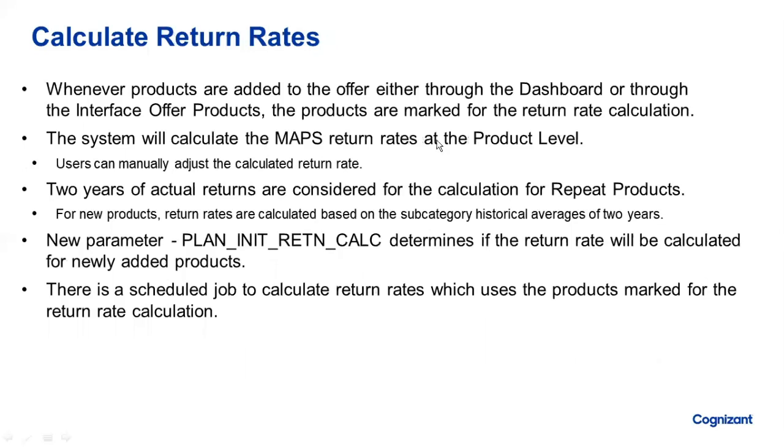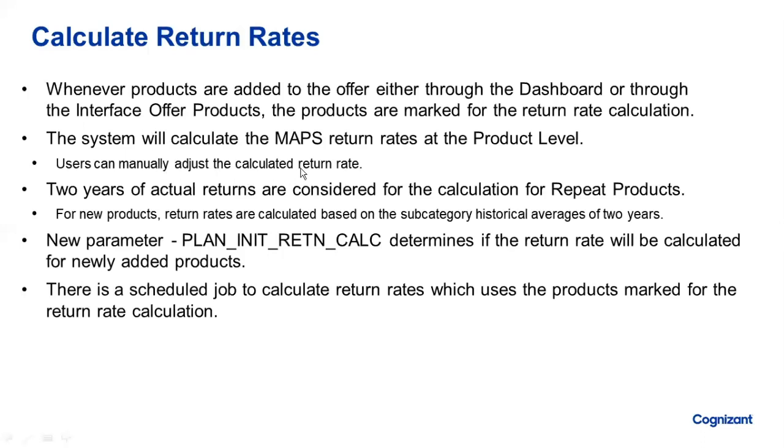We also have functionality to calculate return rates. So whenever products are added through the dashboard or interface, they're marked for the return rate calculation. Again, we have another parameter, plan initial return calc. If that's true, it'll determine if the return rate will be calculated. The system will calculate the MAPS return rate. This is not the return rates in master scheduling. This is the return rate in MAPS that factors into your contribution margin calculation.